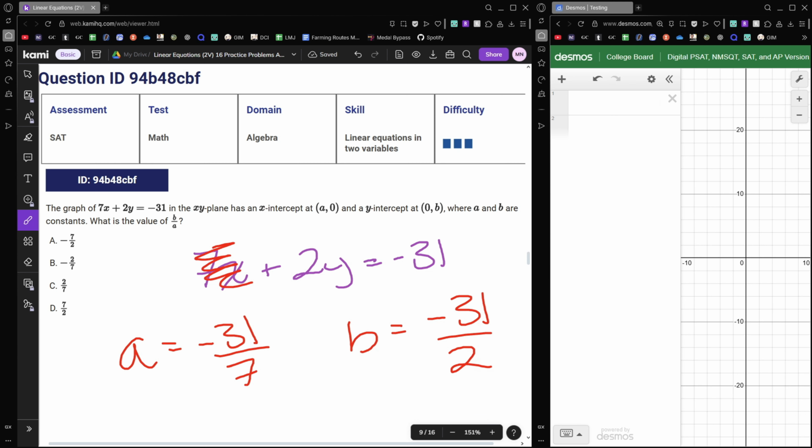Now they're asking us for the value of b over a, so let's go ahead and put that into Desmos. b is equal to negative 31 over 2, and a is equal to negative 31 over 7, and this is why. If you graphed this, it would have shown up as this really long decimal, and I have no idea how to make it turn into a fraction, so you would end up having to do it by hand anyways. Anyways, b over a is 3.5, or if you click this fraction in the blue box to the left, 7 over 2. That means our answer will be D.